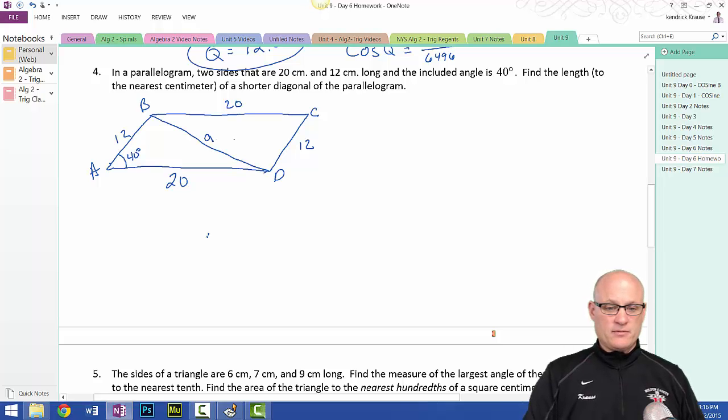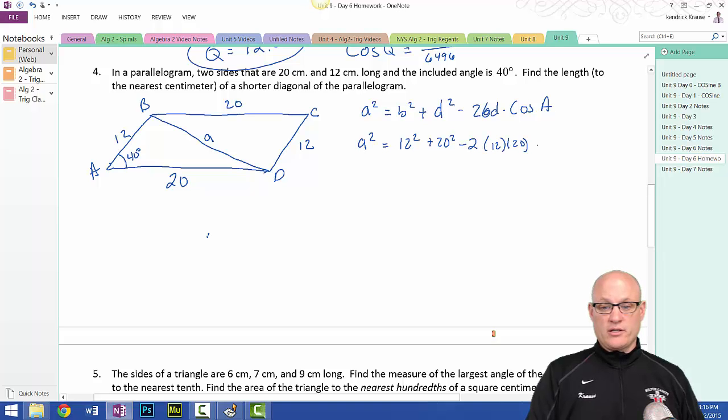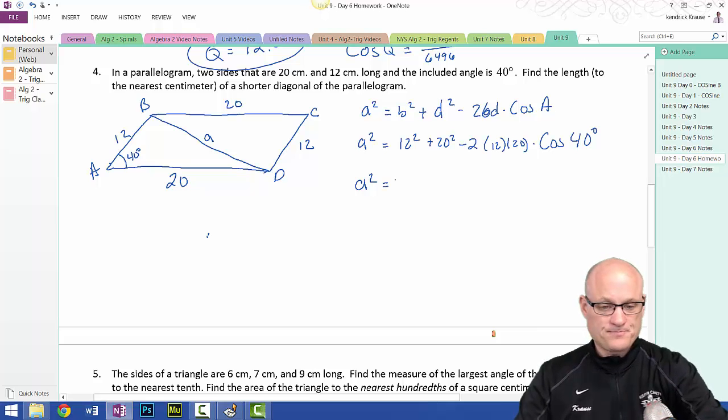So this is little a. So we will do a squared is equal to B squared plus D squared. C's not even in this thing. Minus 2 B D cosine of A. So let me type everything in. I got a squared is equal to 12 squared plus 20 squared minus 2 times 12 times 20 times cosine of 40 degrees. If I type this all into my calculator, let me make sure I did it right.